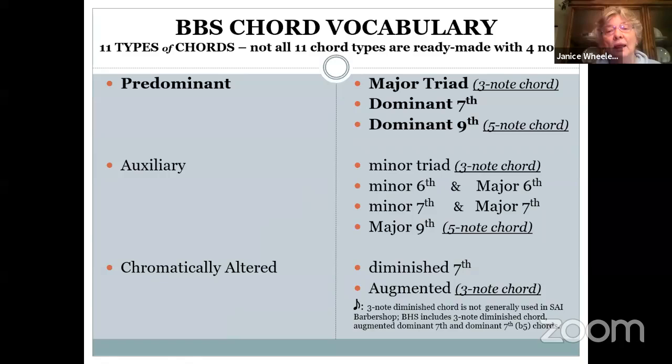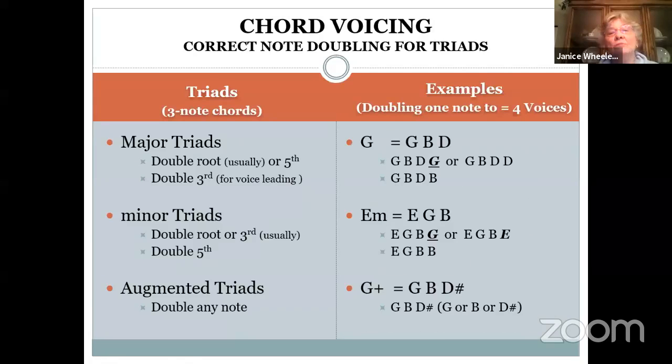And then you'll notice there are also 3-note chords in the auxiliary barbershop chords and 5-note chords there. And in the chromatically altered, there is a 3-note chord. So we need to know what to do with those chords that don't have just 4 notes in them. And we have correct note doubling for triads, and that's the terminology that's used. We're going to double one of the notes.